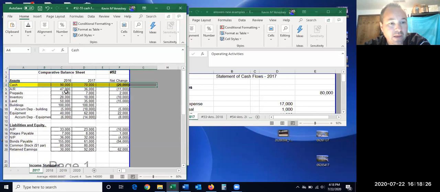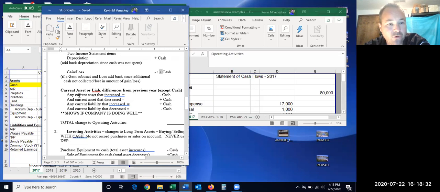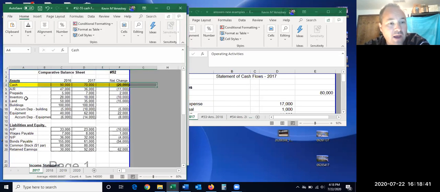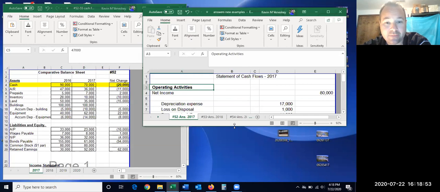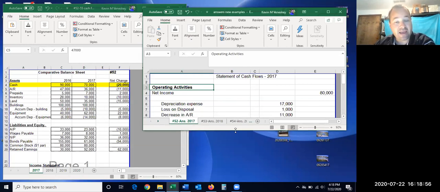So AR went down by 11,000. And in my little notes, it says, okay, if your current asset went down, which is the second one, you need to add that difference back to cash. And let's see why, so we don't have to always memorize the chart. If our AR went down, that usually means that people paid off their bill. So I got money. So when the AR goes down, our cash went up most of the time, unless you're told differently, like their account went into default. It's going to be the same then for every current asset.